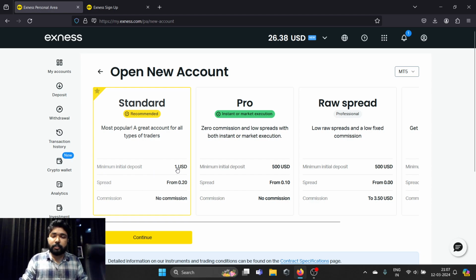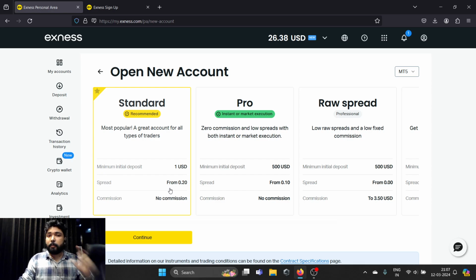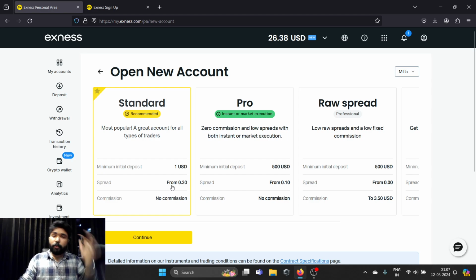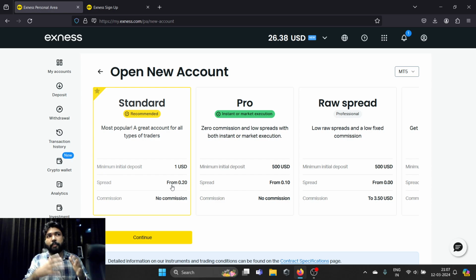As you can see, you can start with a $1 deposit, and your spread is going to be 0.20, which means, spread I have discussed in my previous video. If you haven't seen my video, please make sure that you check what is spread. I have explained it very simply. Once again, I would tell you an idea. It's a price difference. Like if you are buying a stock at 100 rupees, once you have this spread, your price would be having that 0.20 difference.